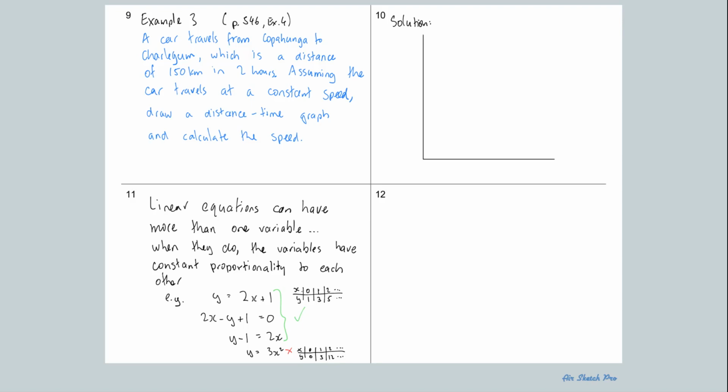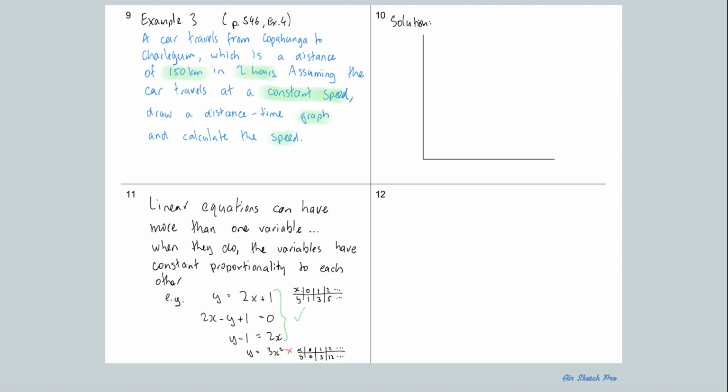So here we have our example. I'll just highlight the critical parts like I've been doing. A car travels from Copenhagen to Charlegem, which is a distance of 150 kilometers in 2 hours. Assuming that the car travels at a constant speed, draw a distance time graph and calculate the speed. Okay, so we need the graph and we need the speed.